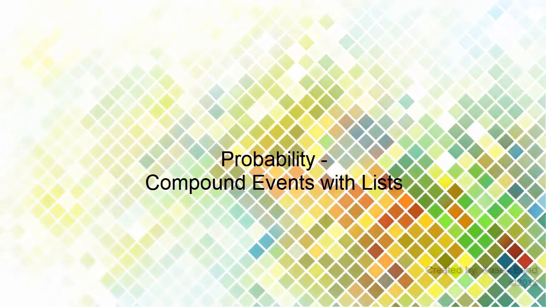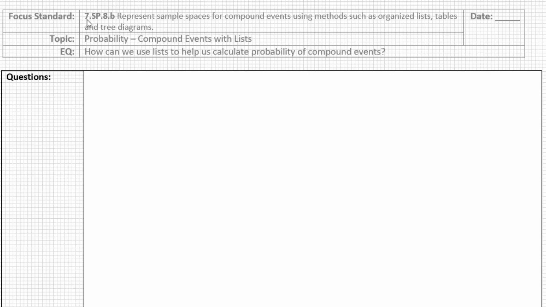For today's lesson, our focus standard comes from grade 7, Statistics and Probability, Standard 8B: represent sample spaces for compound events using methods such as organized lists, tables, and tree diagrams. Our topic comes from our probability unit, compound events with lists. Our essential question is, how can we use lists to help us calculate probability of compound events?